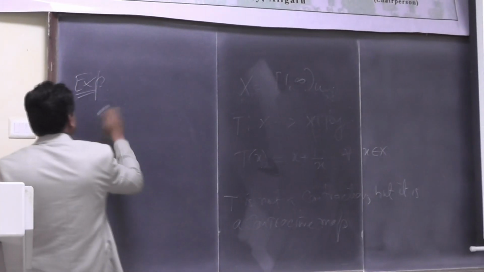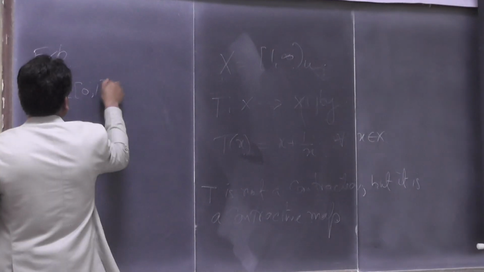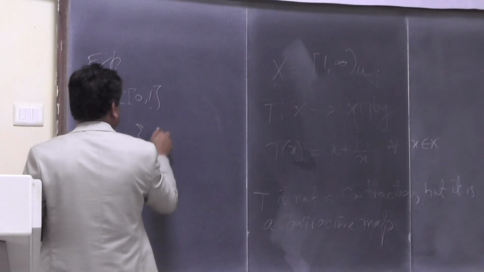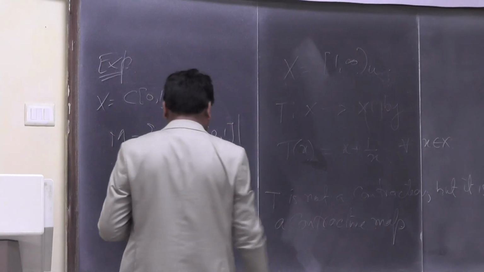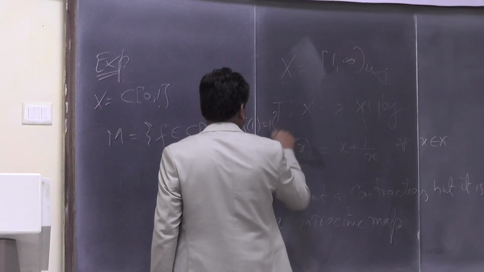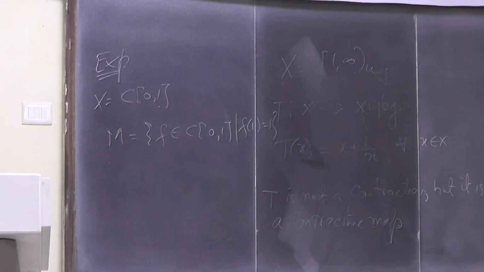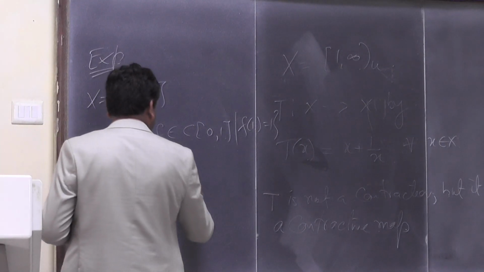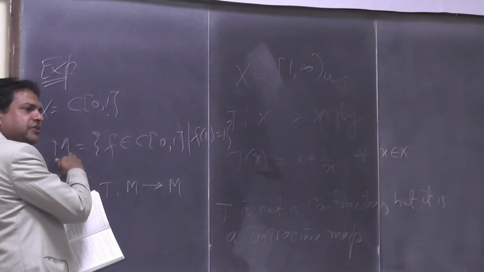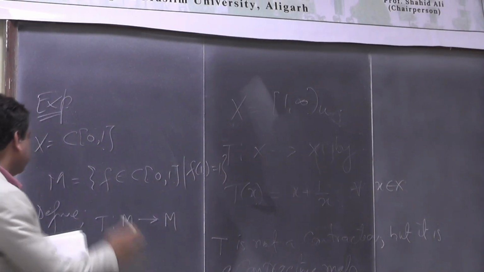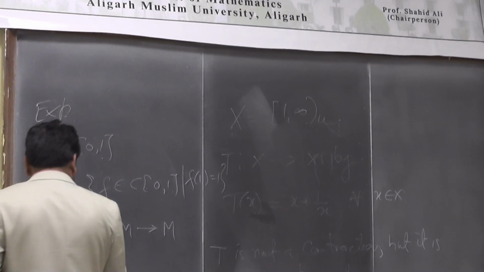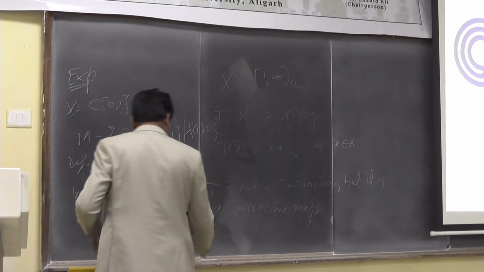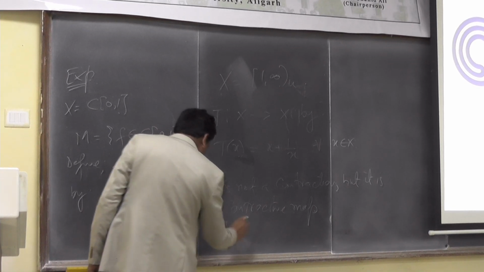If I consider this, and now M to M. Of course, this is also basically complete, because it's a closed subset of C[a,b]. So no problem at all. So this is basically complete. F operating on t is equal to just t times f(t).